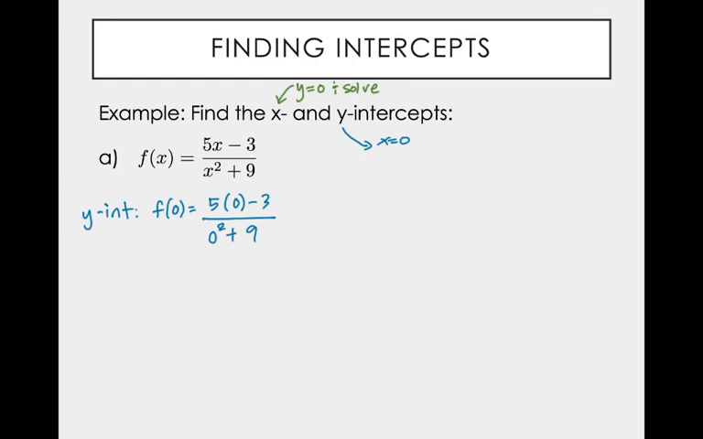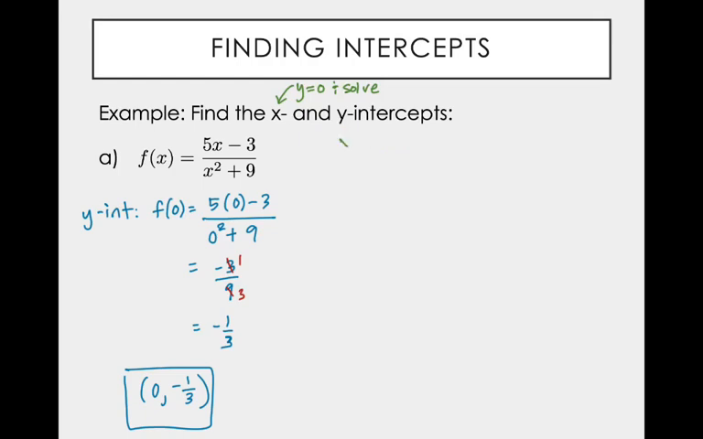So I plugged in 0 for x. That leaves me with -3 on top and a +9 on bottom. If I reduce that, those are both divisible by 3. I get -1/3. That's my y-intercept. Just have to plug in x equals 0. And then I will find the x-intercept, and this is going to be a little bit more work.